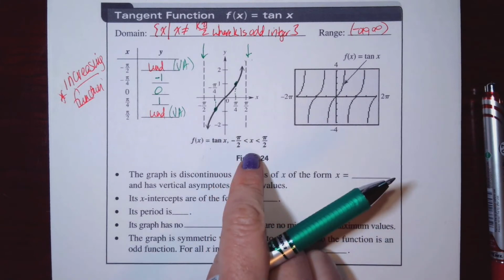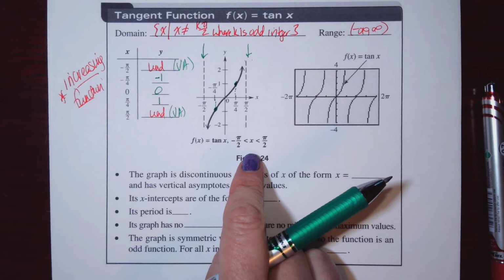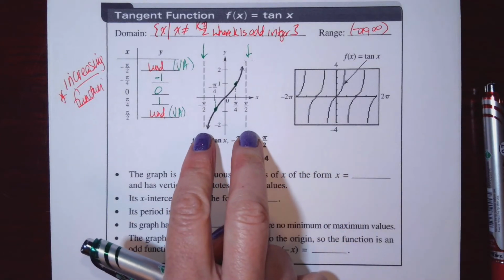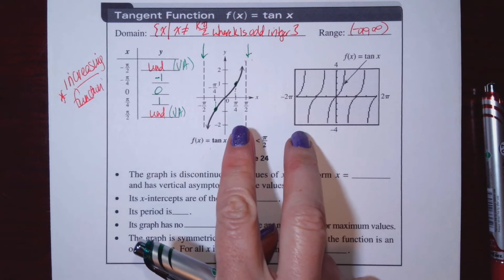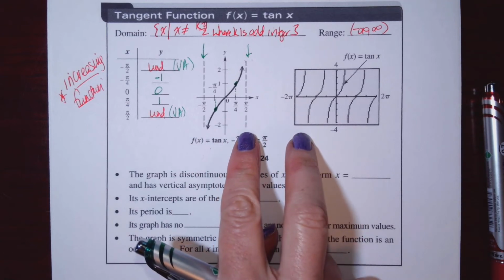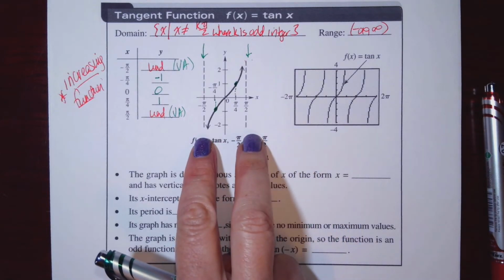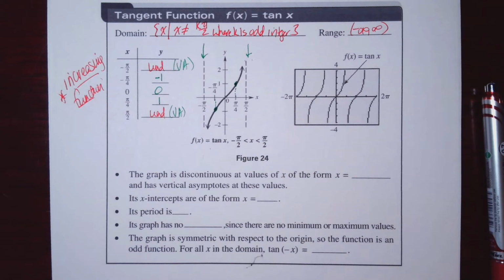Notice that when we graph our primary cycle of tangent, we balance it on the asymptotes negative pi half, positive pi half, instead of doing pi half, 3 pi halves. That's not the way it absolutely has to be done. It's just the convention. This is where we start. This is our starting place for graphing tangent.